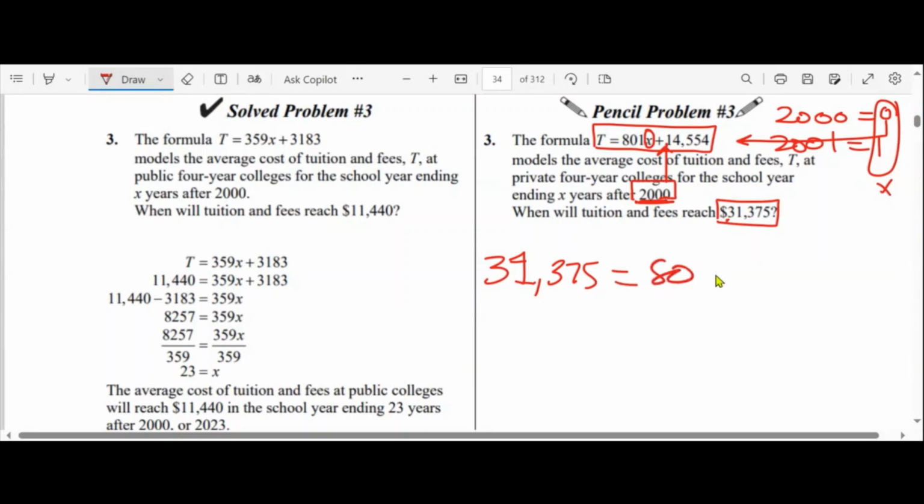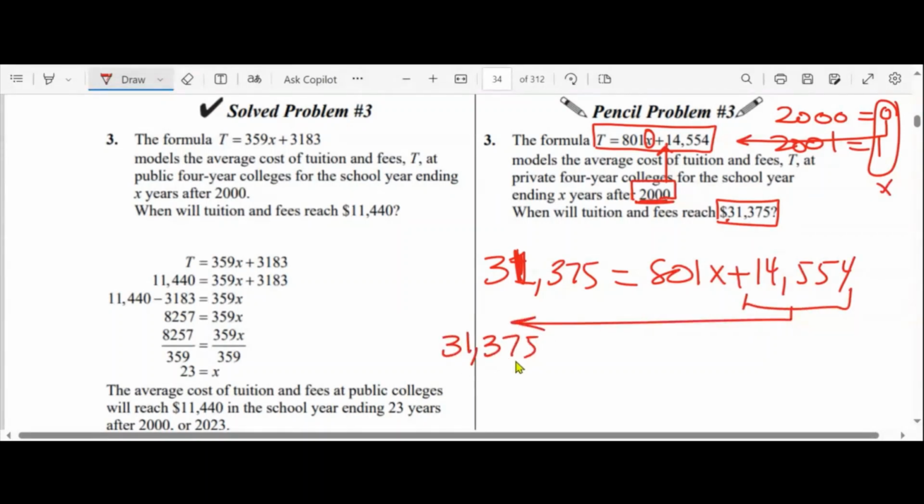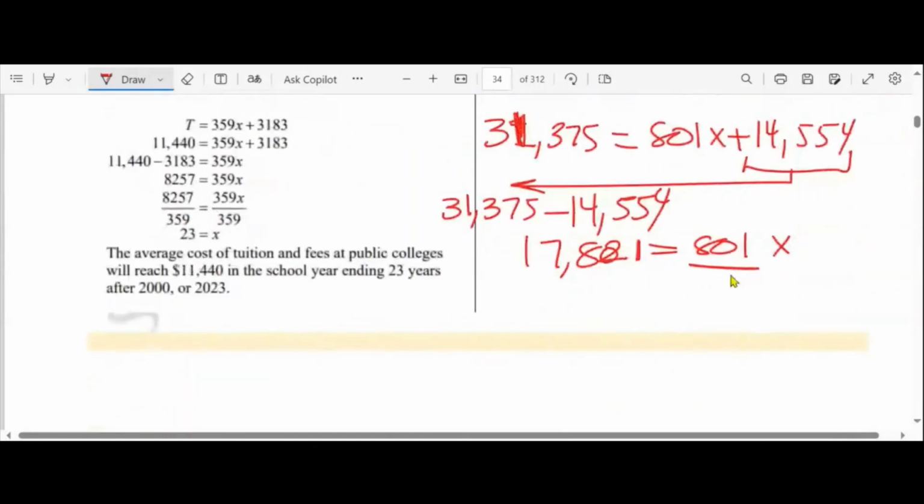And make it equal to what? 801x plus 14,554. Now I will move the 14,000 to the left side. Equals 17,821. 17,821 equals what? 801x. Now you divide by 801, and what do you get? 22.24. X equals 22.24.